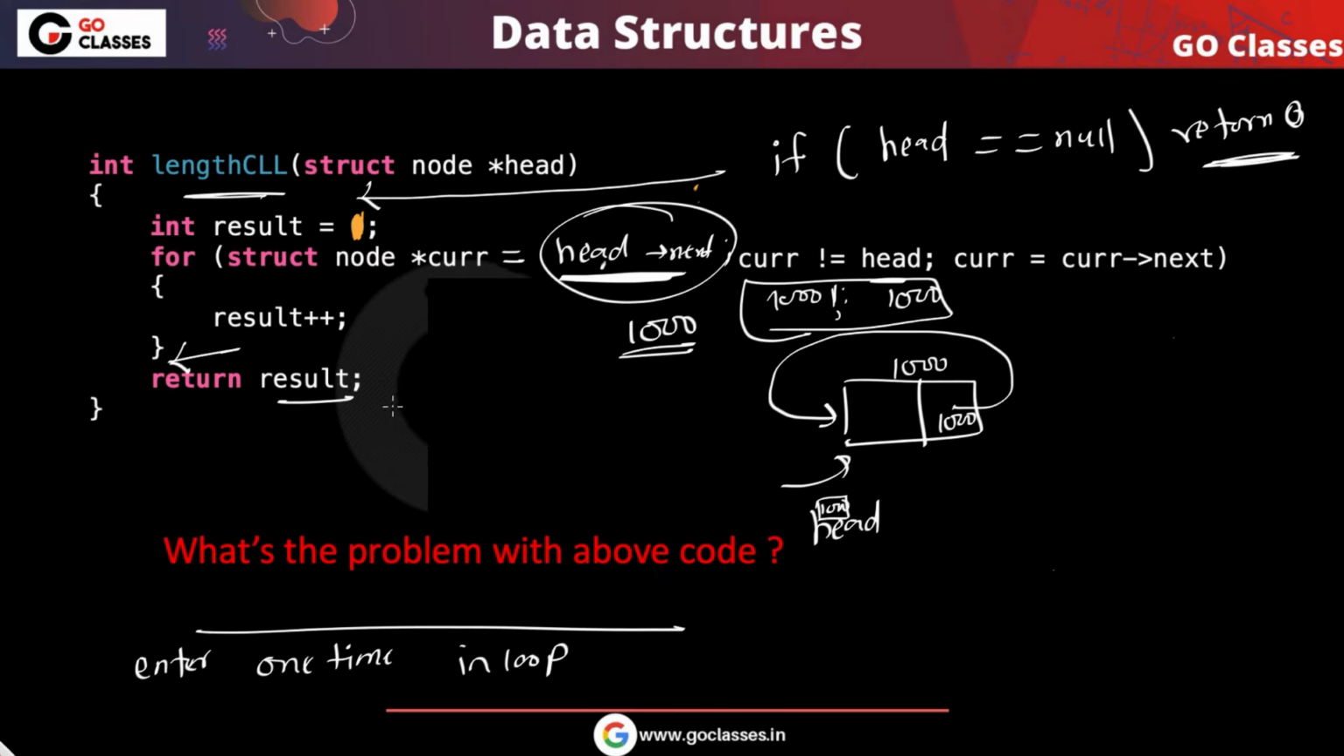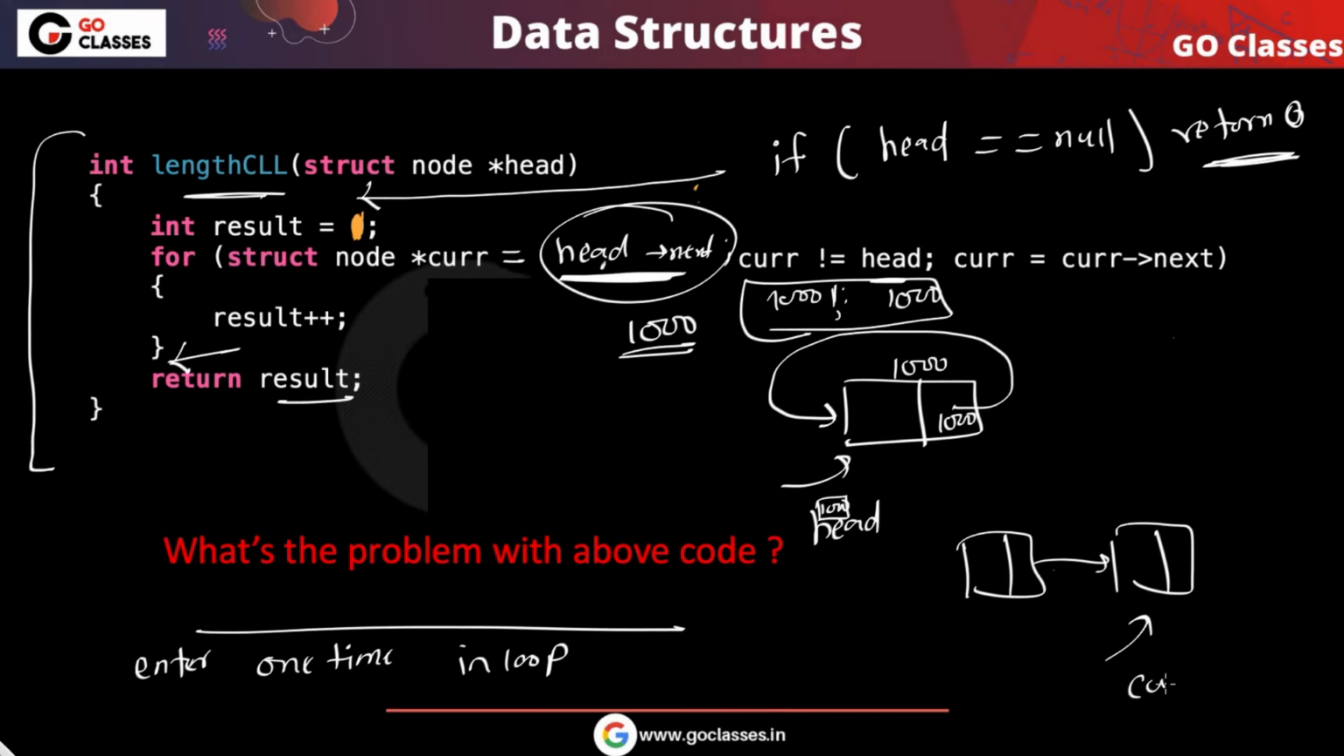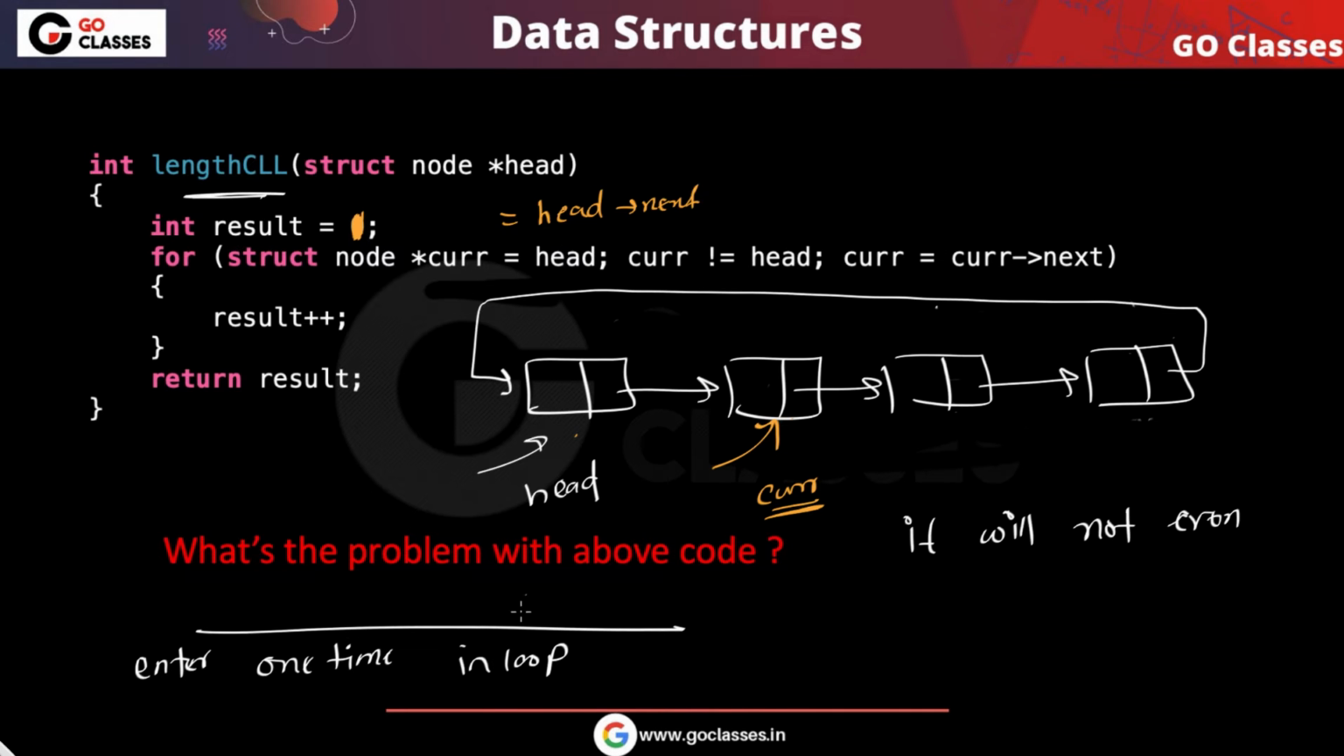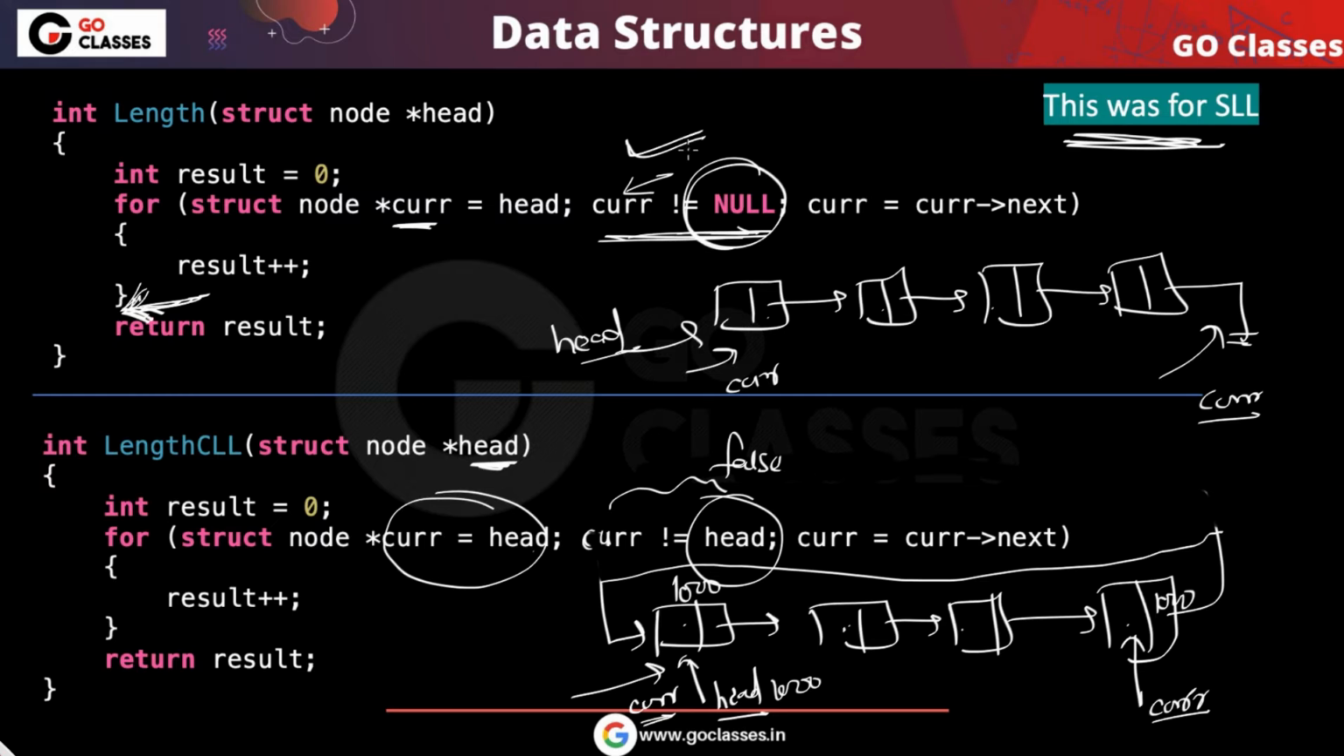If there is only one node, then things are fine. If there are multiple nodes, then also things are fine. So this code will work if you are taking care of the thing that the current should be starting from the next node, right? Current should be starting from here. If there is only one node, then also it will work. There is no problem, right? If you are asking the current to point to the same thing which the head is pointing to, like in this case, then it will be a problem, right? Because it will always be false.